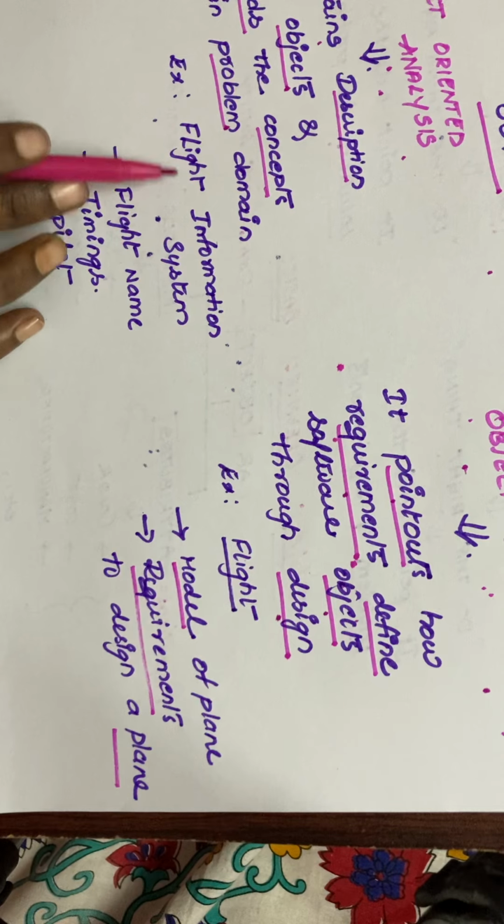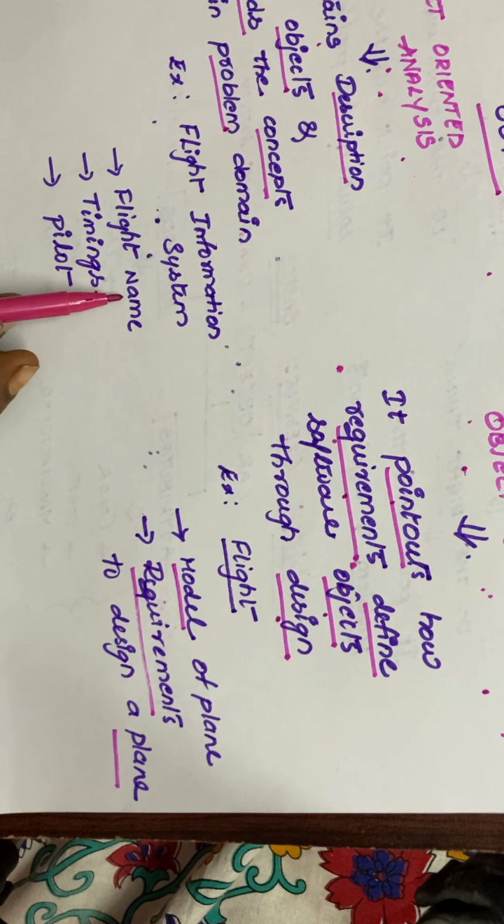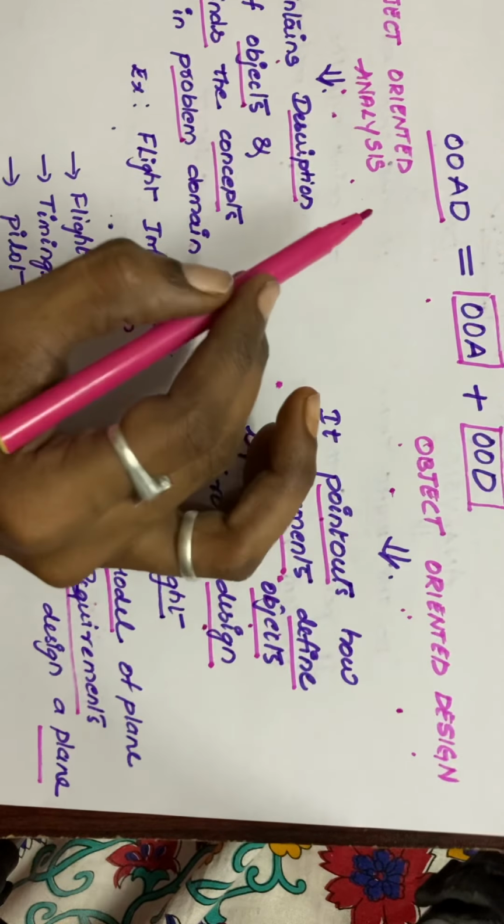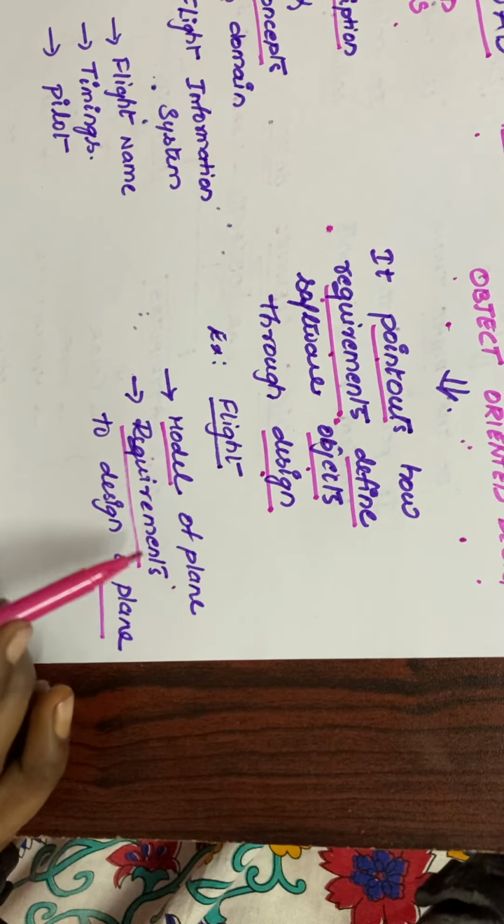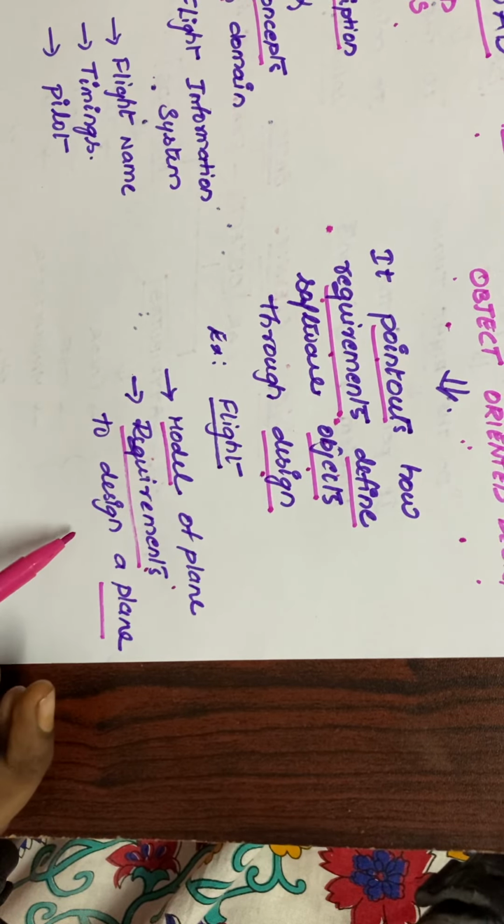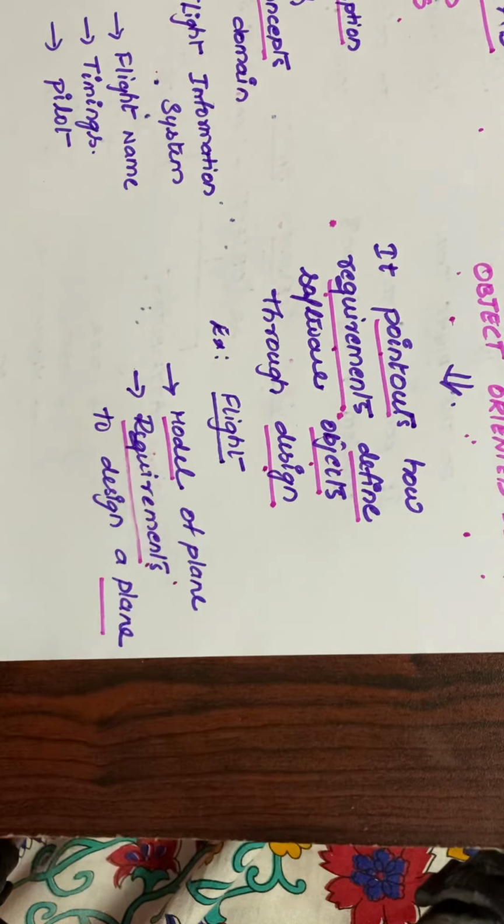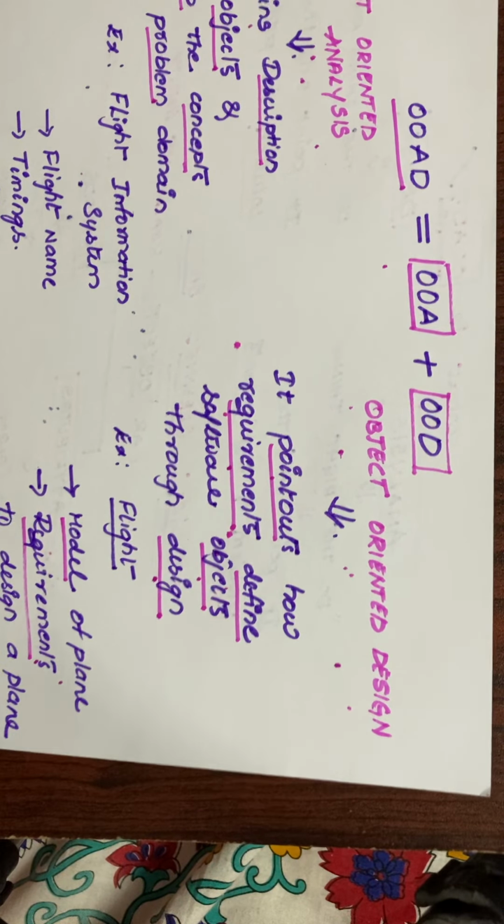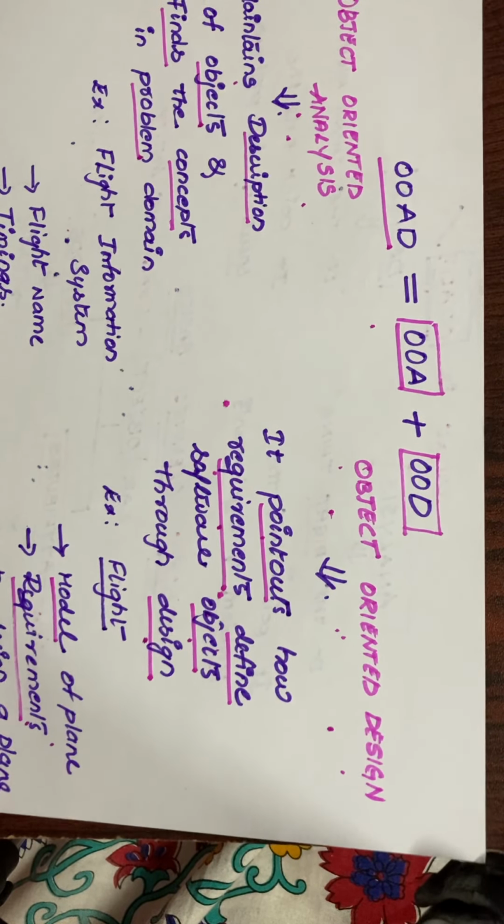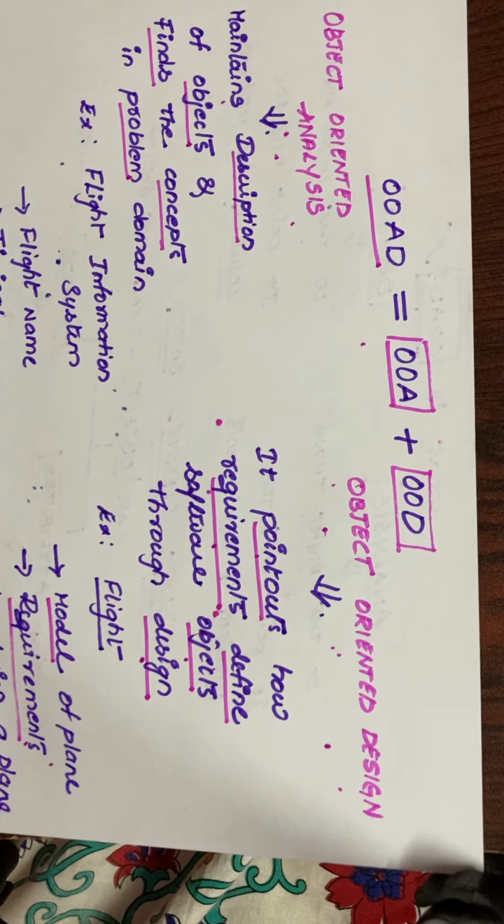So when we take a flight information system, the flight name, the timings and who the pilots are, all this comes under object oriented analysis. Coming to the design, what is the model of the plane and what are the requirements to start a plane, all this comes under object oriented design. This is the basic concept of what is OOAD.